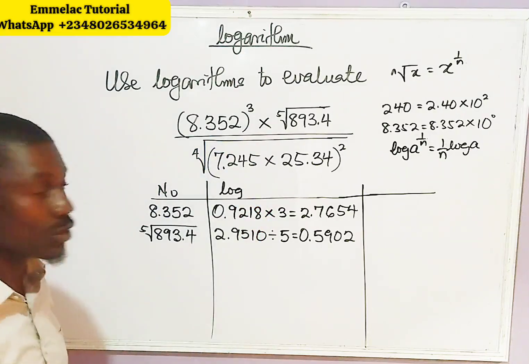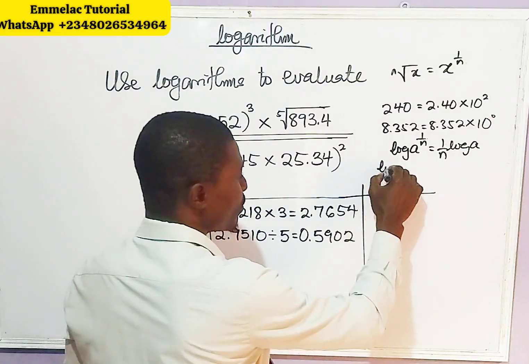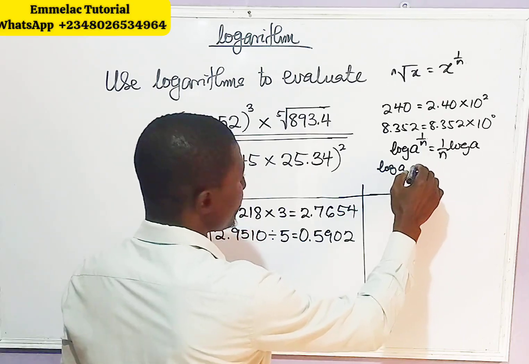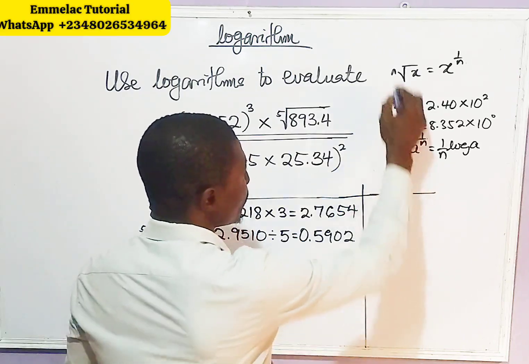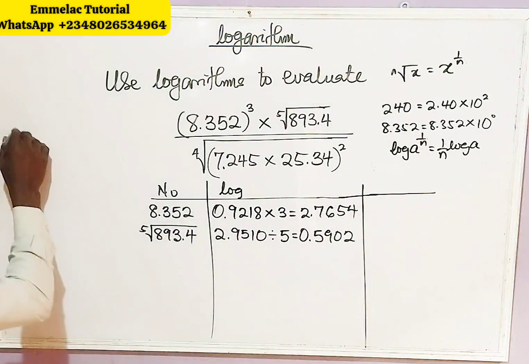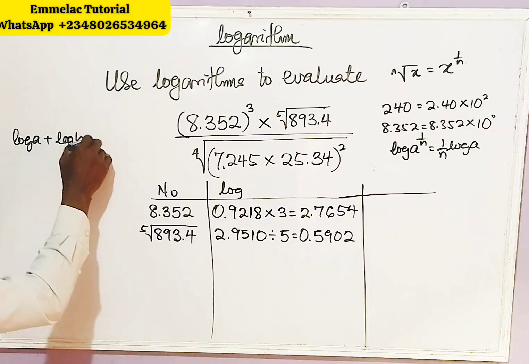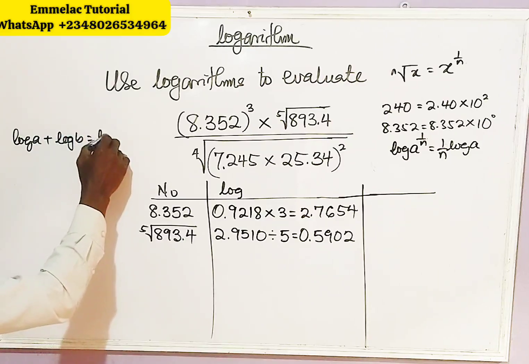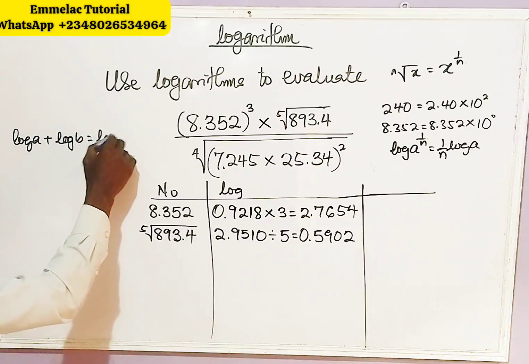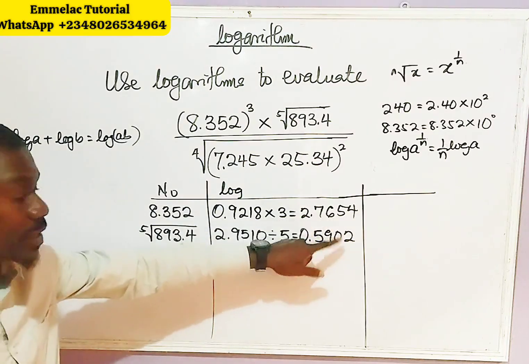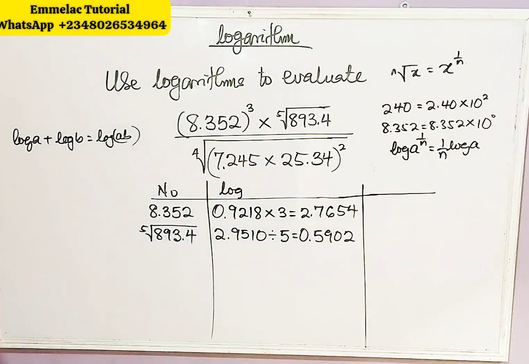Multiplication. And you know, according to the law of logarithm, if you have log A plus log B, that will give us what? Log AB. Okay, now since we have it here, we'll be adding up this.